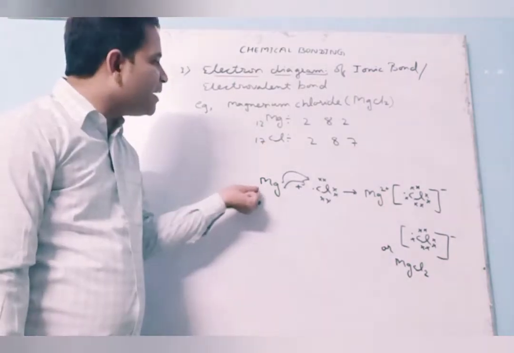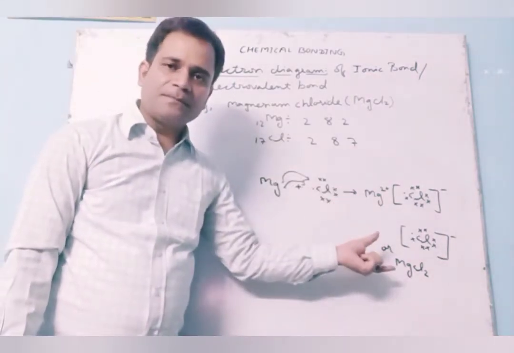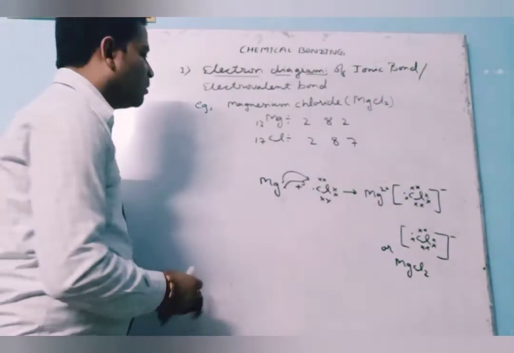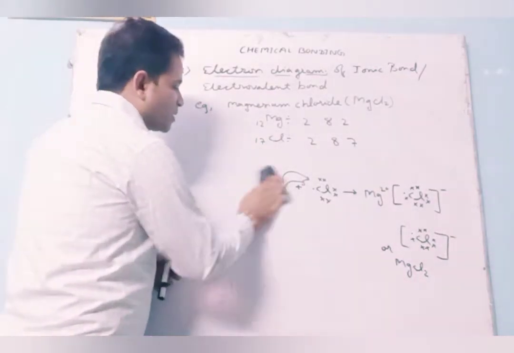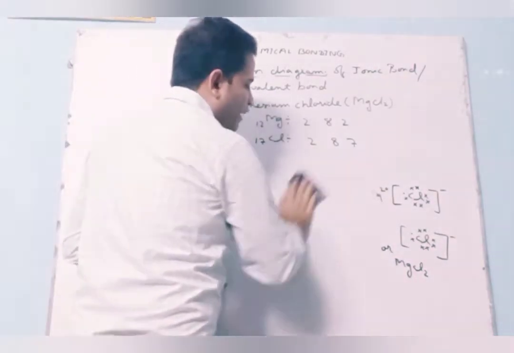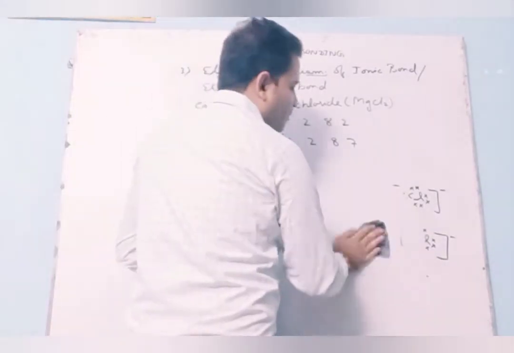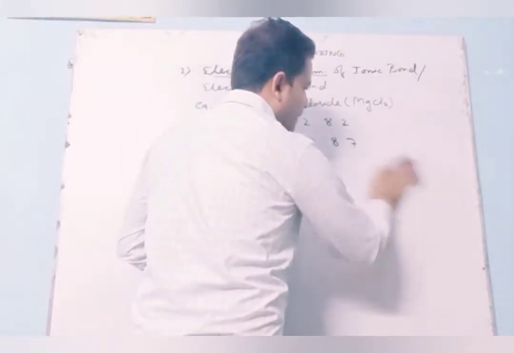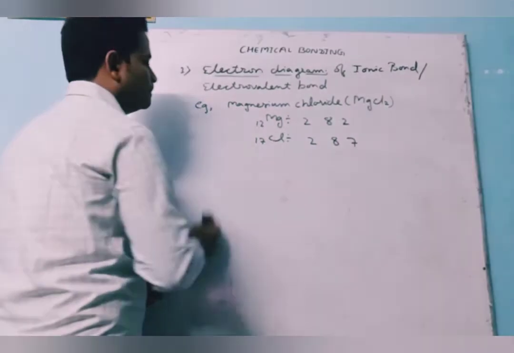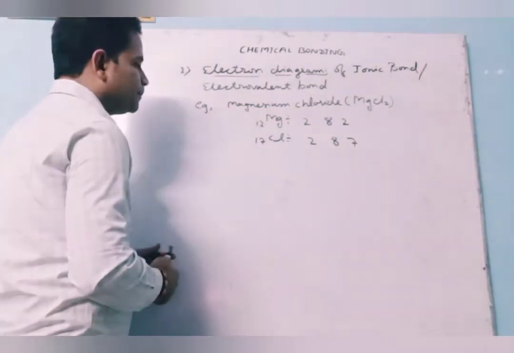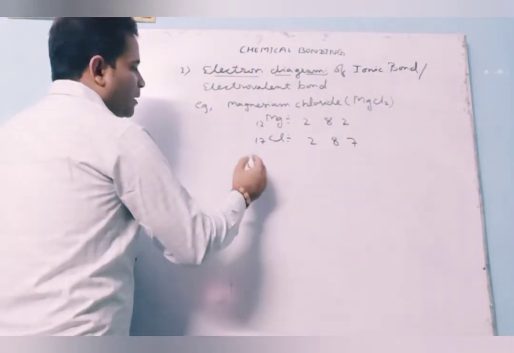So this one is the electron dot structure. So now see the orbital structure. How do we draw an orbital structure of magnesium chloride? See, here magnesium.